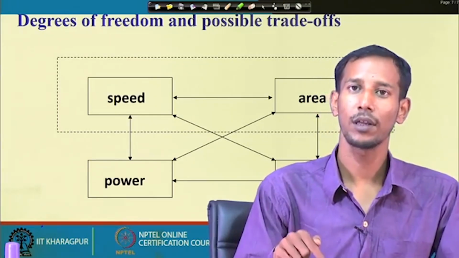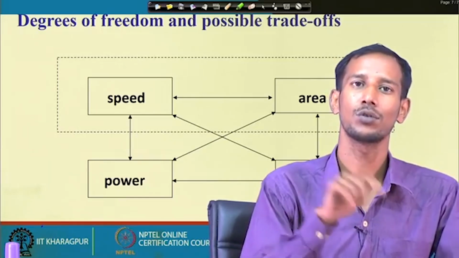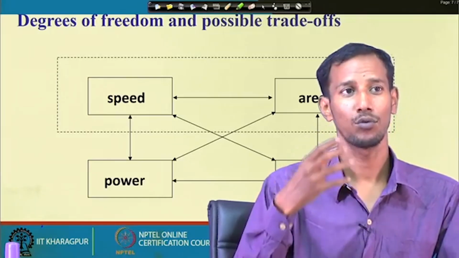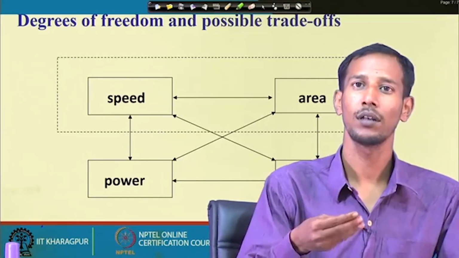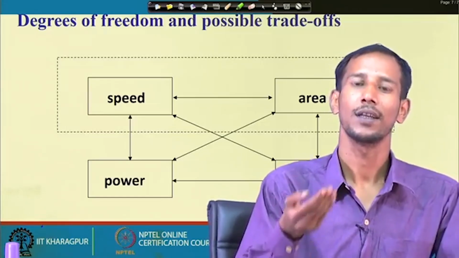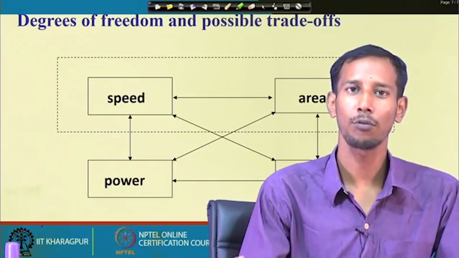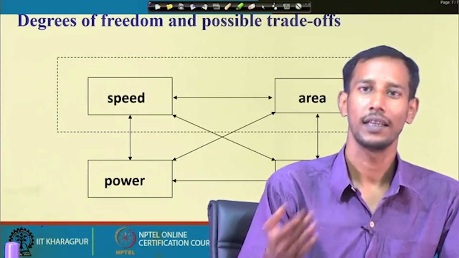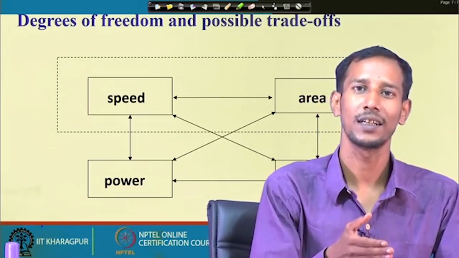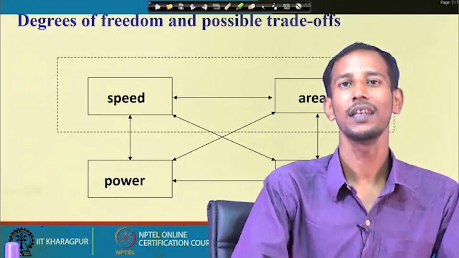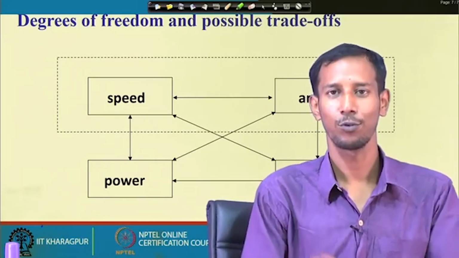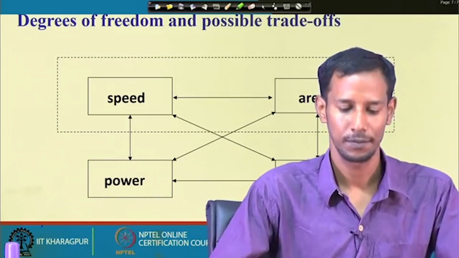Whenever you put additional test logic into your system to make a fault-free or bug-free chip, obviously you are compromising with speed, power and area. So testability also has a trade-off between speed, power and area. That is why all these four are connected to each other.